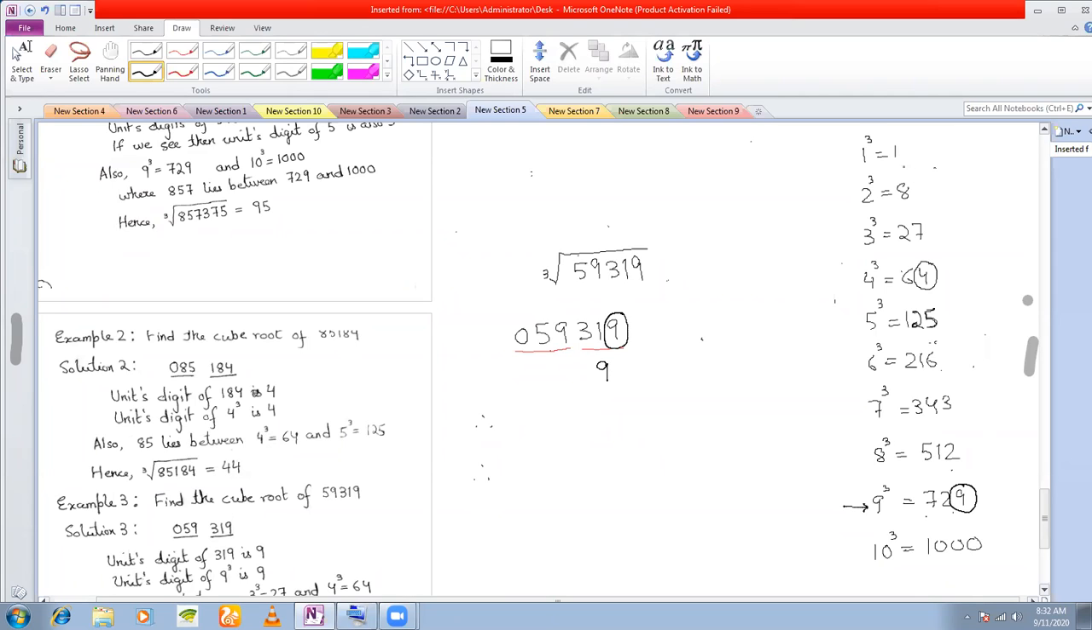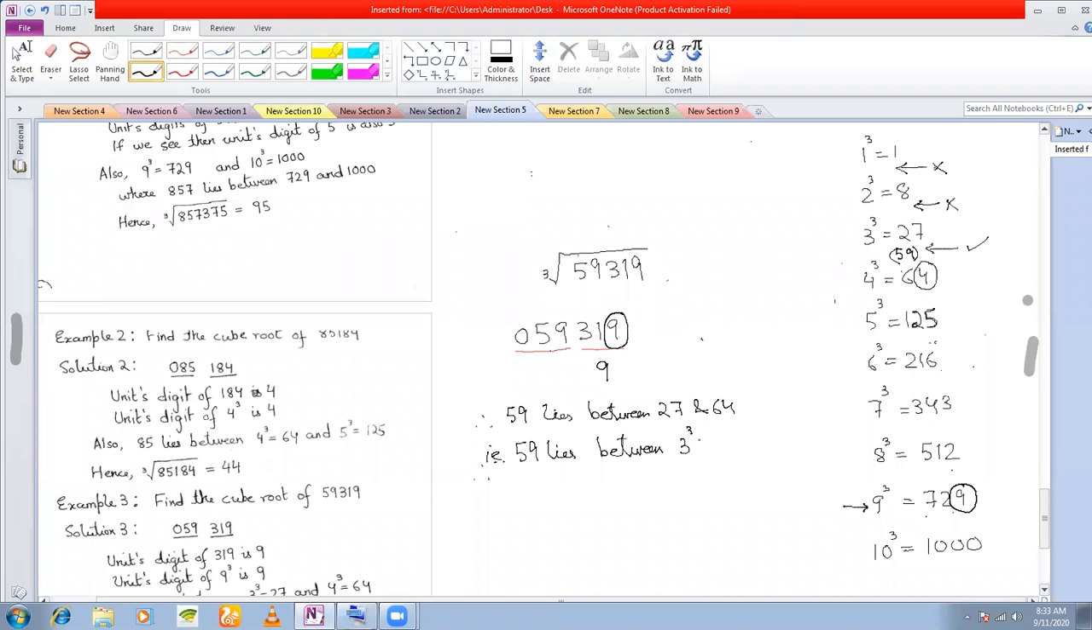We try to see where 59 lies. Does it lie here? No. Does it lie between these two? No. Does it lie between these two? Yes, it lies between these two, 27 and 64. So therefore, we say that 59 lies between 27 and 64.